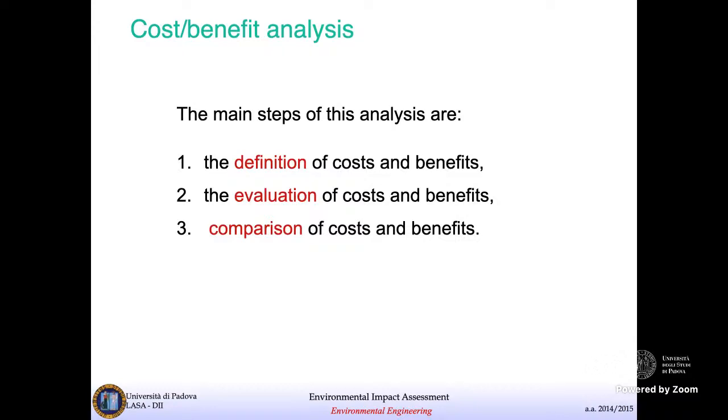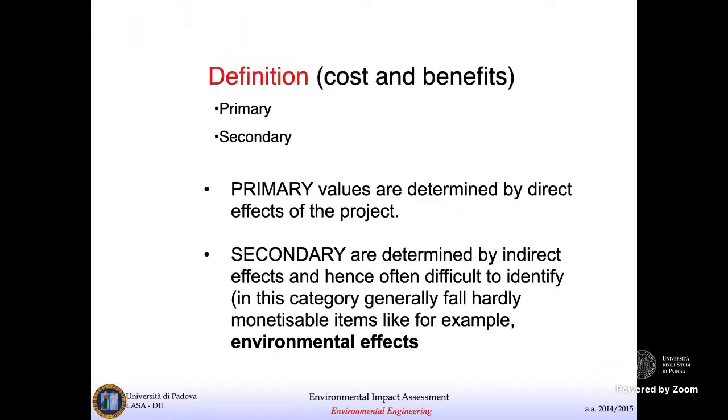There are three main steps in building a cost benefit analysis procedure. The first one, of course, is the definition of costs and benefits. The second, the evaluation of costs and benefits. And finally, the comparison of costs and benefits coming out of the results of your evaluation. Costs and benefits may be defined, as you may remember in the case of impacts, as primary or secondary. Primary costs or benefits are values that are determined by direct effects of the project, while secondary are determined by indirect effects and hence often difficult to identify.